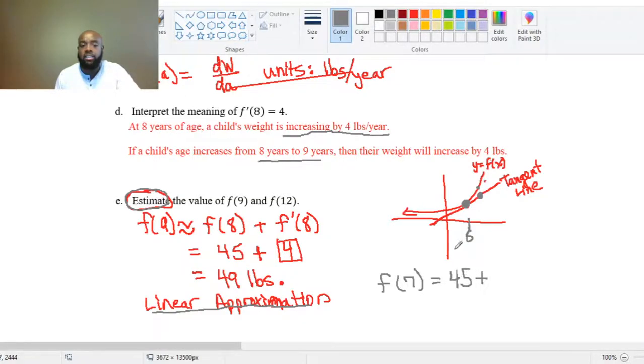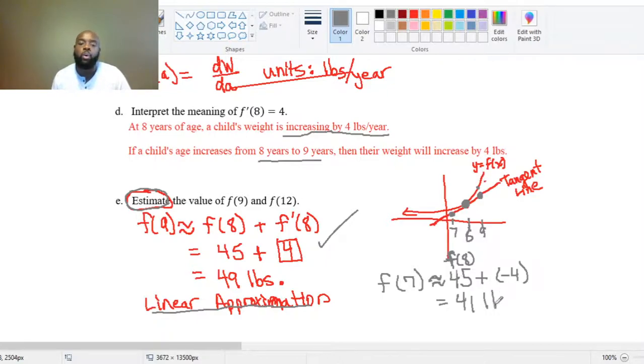So this is the f of 8. And if instead of adding that 4 to get on my tangent line to go to 9, which is what I did in this one here, if I wanted to find f of 7, I subtract 4 and I get over here to where x equals 7. Now, I know this isn't drawn to scale because that would be 0, but you get the picture. So instead of adding a 4, I'm going to add a -4, or I'm going to subtract 4. And that can give me an estimate, and this is going to be an estimate, that a child of 7 years of age will be 41 pounds.